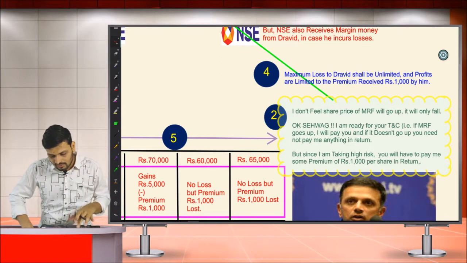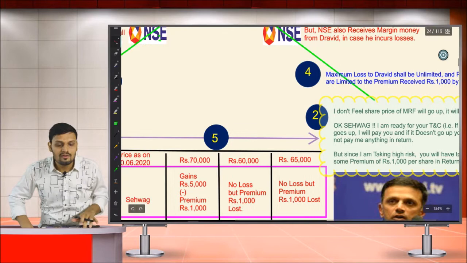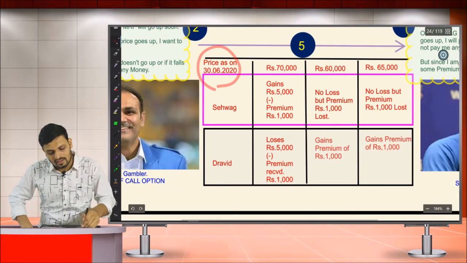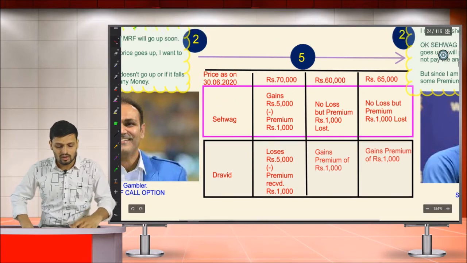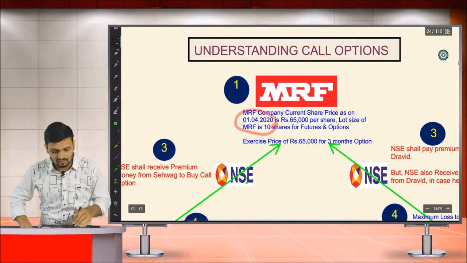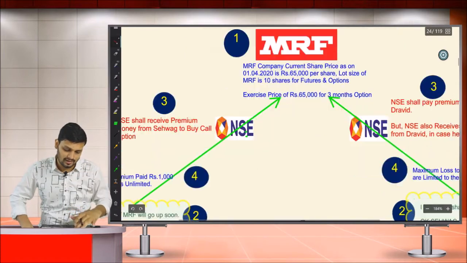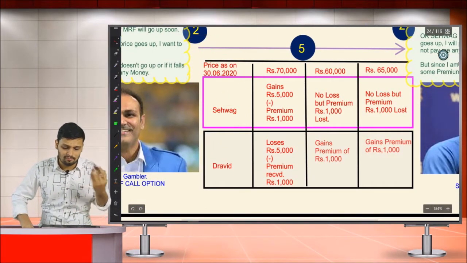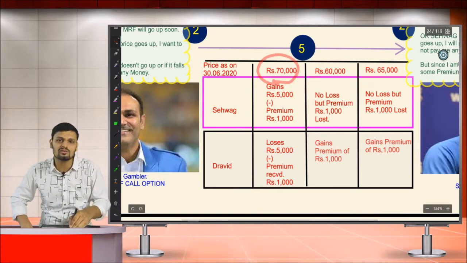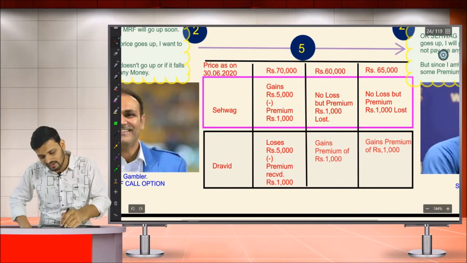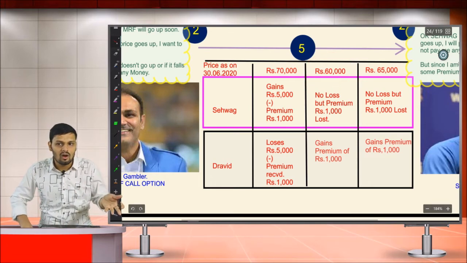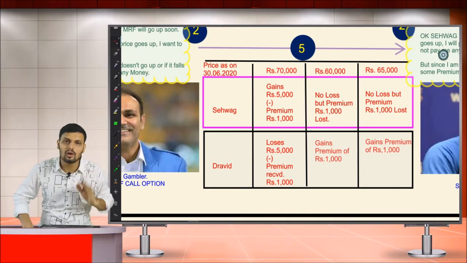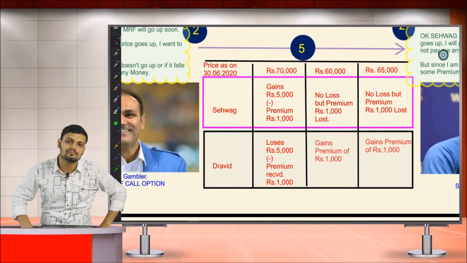Okay. Now, coming back to the 5th point and the last point. Let us assume price as on 30th of June. Today it was 1st of April. So they have gone for a 3 months contract. As on 30th of June 2020, the price turned out to be around 70,000. First probability. Second chance, let us say 60,000. Or the third alternative, let us say 65,000, that it is neither going up nor coming down. This is the scenario.